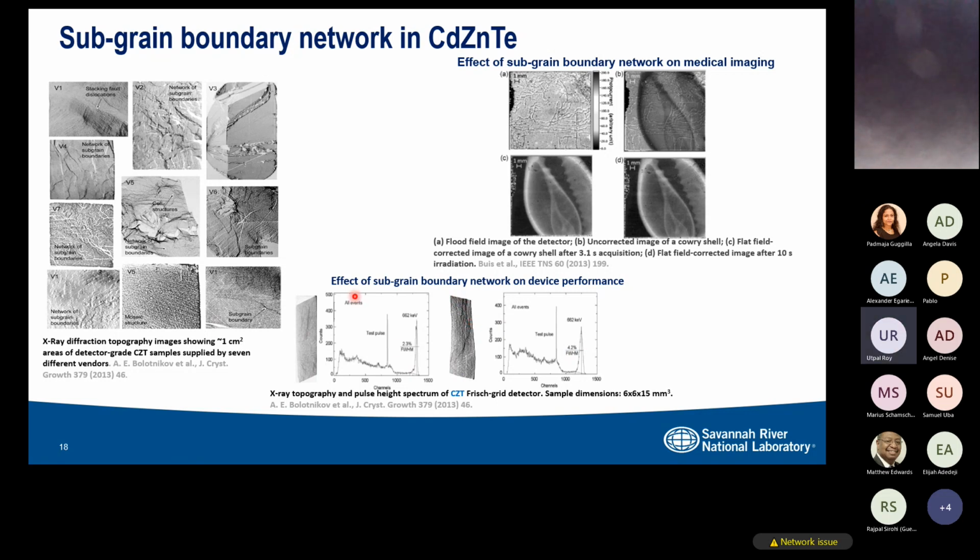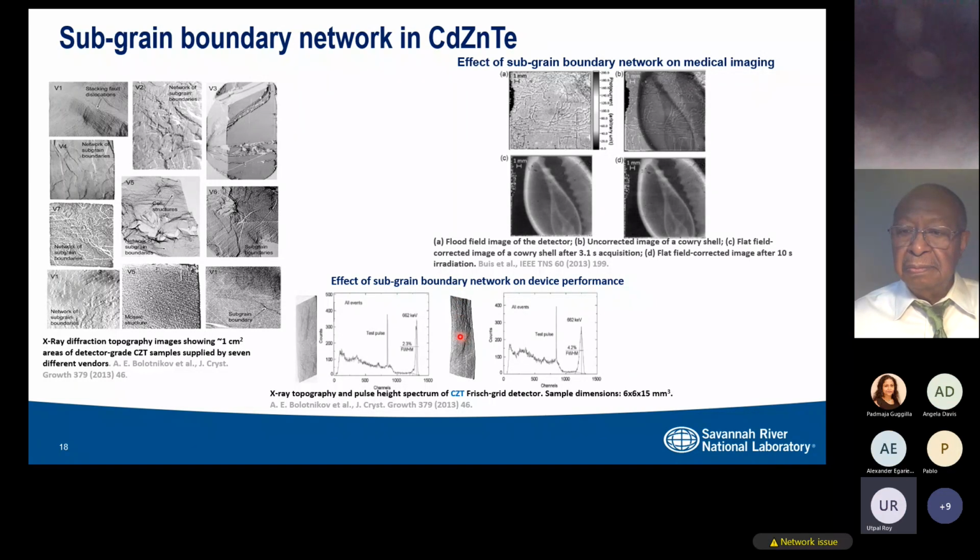And if you have a detector without this subgrain boundary network or dislocation network, you can expect the detector resolution to be between 1 to 2%. So again, I should say that getting 1 to 2% resolution with cadmium zinc telluride, the probability is very low because of this subgrain boundary network.